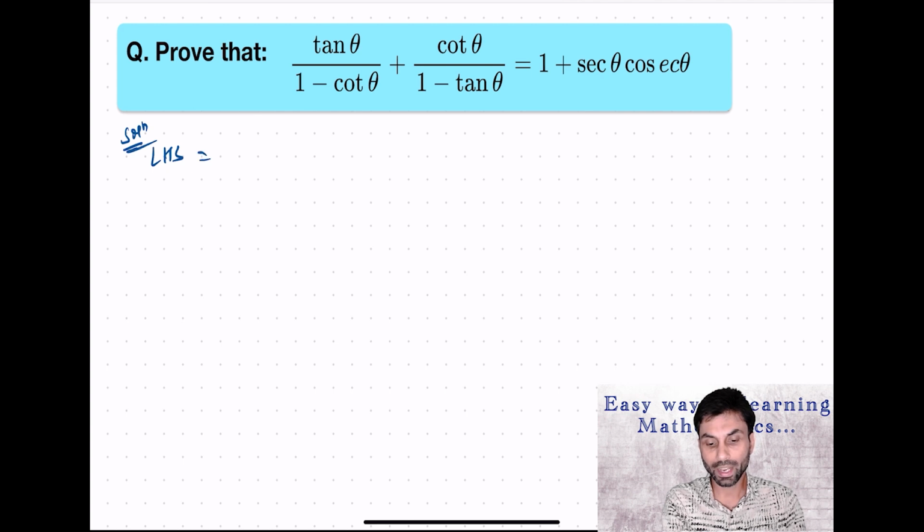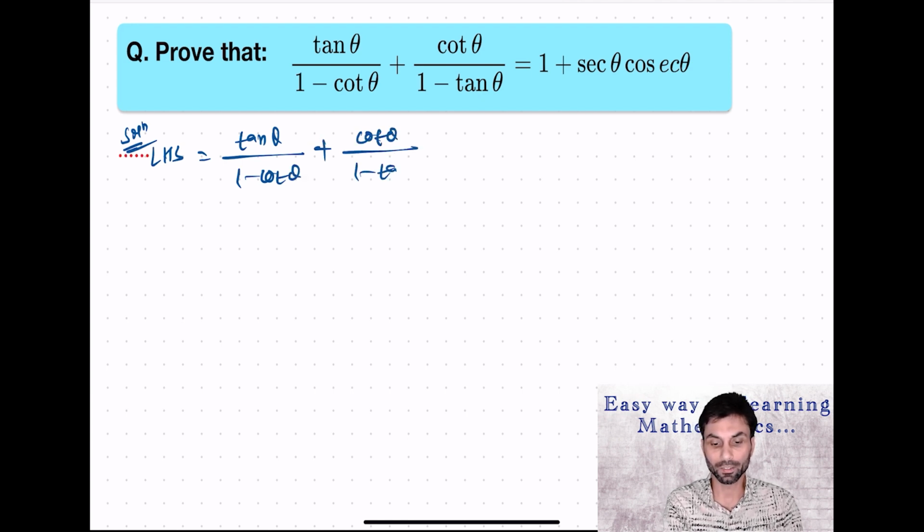So here in LHS we have tan theta upon 1 minus cot theta plus cot theta upon 1 minus tan theta.